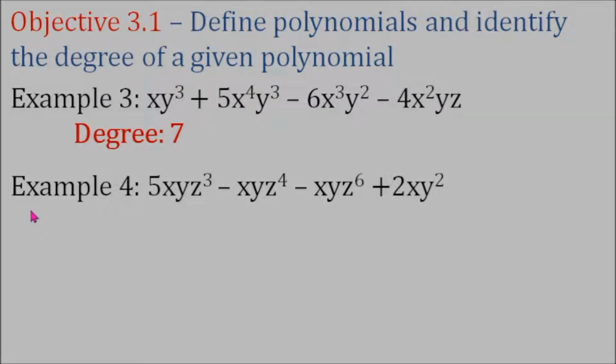For example number 4, we will do the same. Add the exponents in each term. So first term, 1 plus 1 plus 3 is 5. Second term, 1 plus 1 plus 4 is 6. Third term, 1 plus 1 plus 6 is 8. Then fourth term, 1 plus 2 is 3. So the highest sum of the exponents is 8, 1 plus 1 plus 6. So our degree is 8.